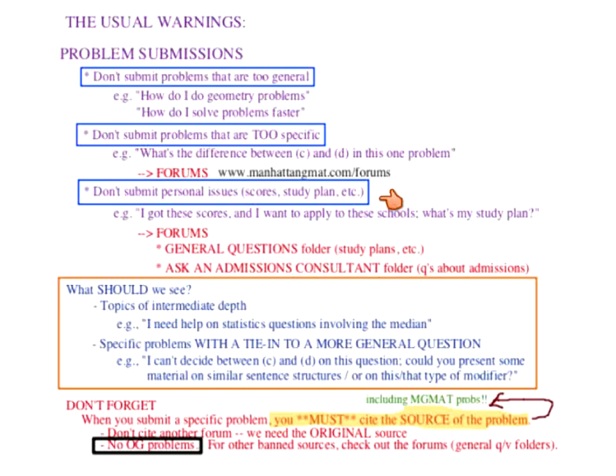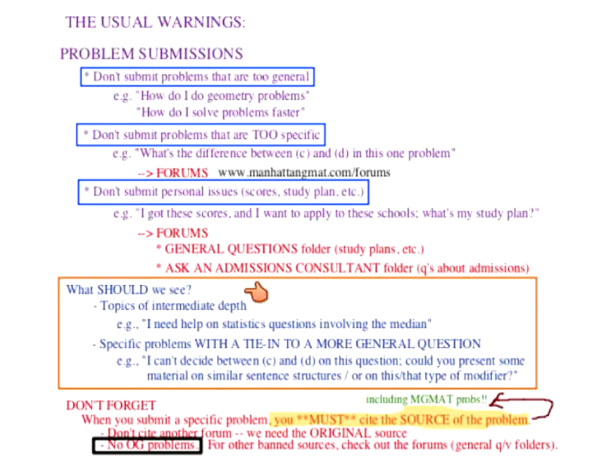Finally, don't submit your personal issues. This is not the place for that. We have a folder on the forum for that, called the General Questions folder. That's where you can submit questions like, here's how I've scored and what should I do. And if it's particularly about admissions and schools, we have a partner firm, MBA Mission, who runs the Ask an Admissions Consultant folder on the forum, so please check there.